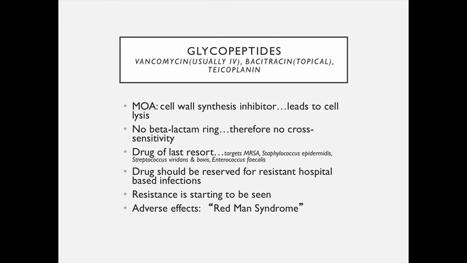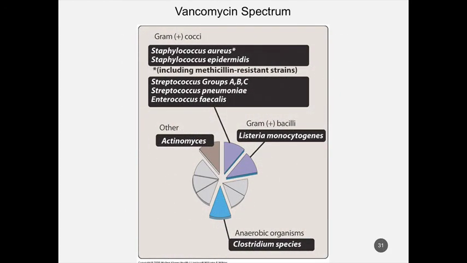I think that's all I really need to tell you about these. So here's a picture of the vanco spectrum. Okay, so we're going to go into the next group, which are the ones that are going to inhibit the protein synthesis. But I'm going to cut this video and I'll start the next one in a minute.